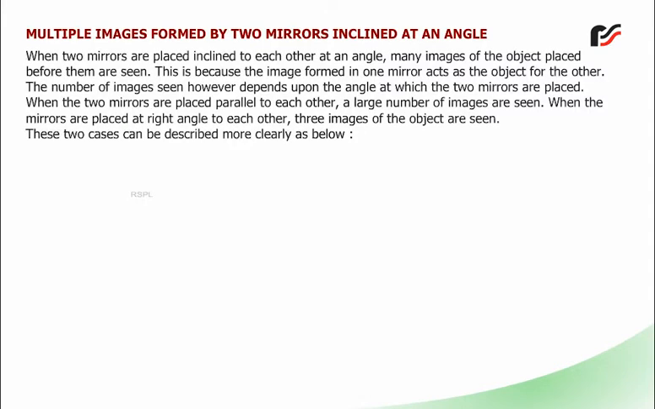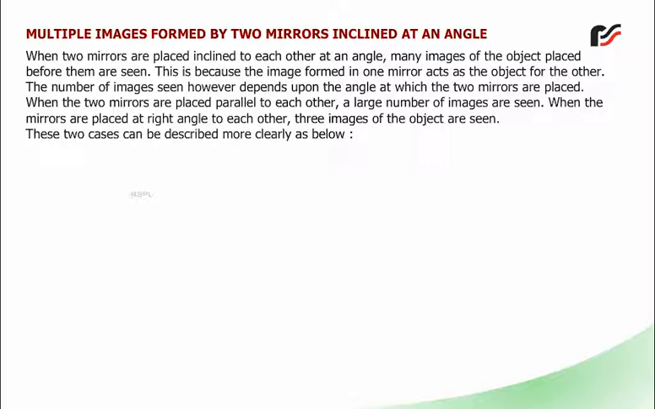Multiple images formed by two mirrors inclined at an angle. When two mirrors are placed inclined to each other at an angle, many images of the object placed before them are seen. This is because the image formed in one mirror acts as the object for the other. The number of images seen, however, depends upon the angle at which the two mirrors are placed. When the two mirrors are placed parallel to each other, a large number of images are seen. When the mirrors are placed at right angles to each other, 3 images of the object are seen.